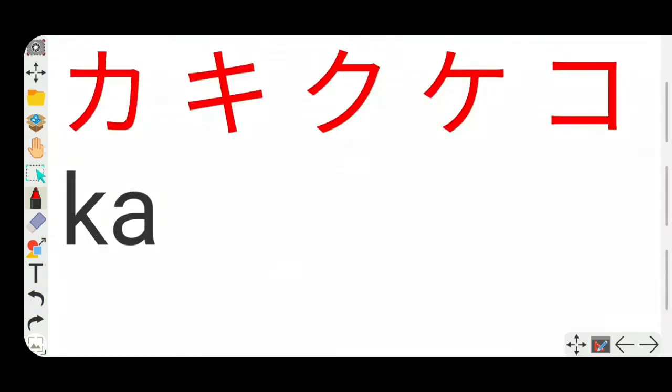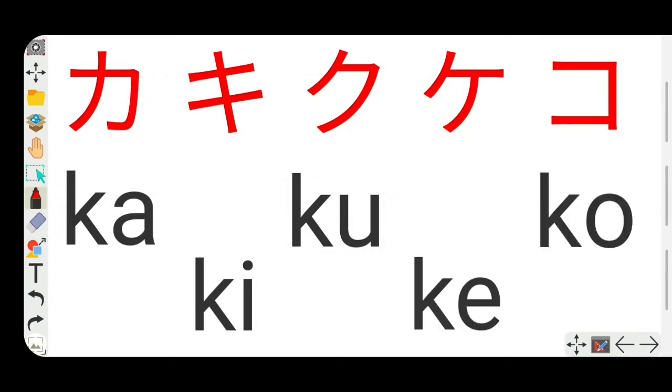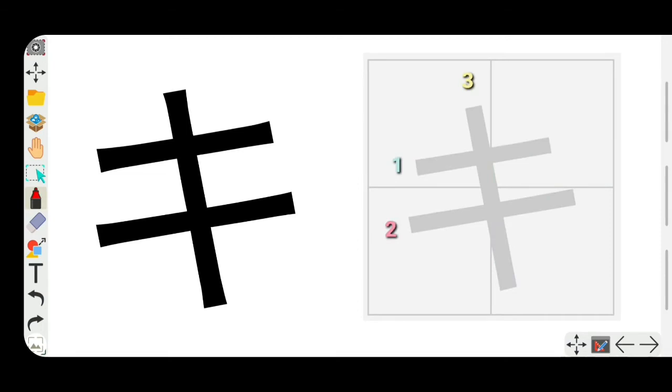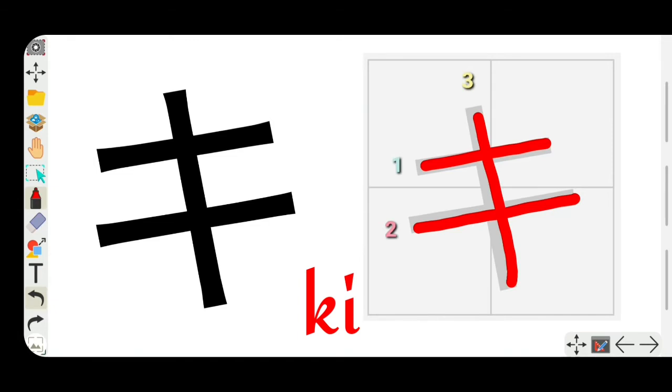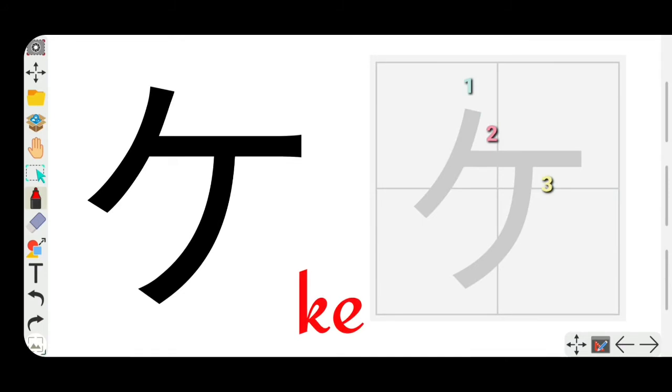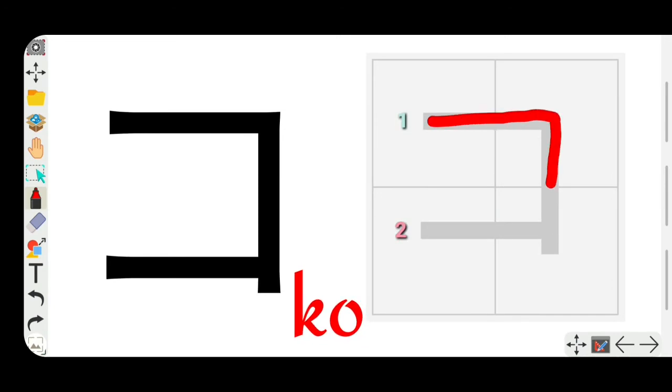Next batch, we have the Ka, Ki, Ku, Ke, Ko. Now, pagsulat niya is dito from sa gitna, then pababa. So, wala siyang tigil. Kailangan is dire-diretso siya. So, 1. Pero may kanto siya, 2. Ganyan sa taas, bababa. Next, we have ki. So, 1, 2, 3. Para ka nag-barbecue. Next, we have ku. 1, 2. Ke. 1, 2, 3. Ko. 1, 2.